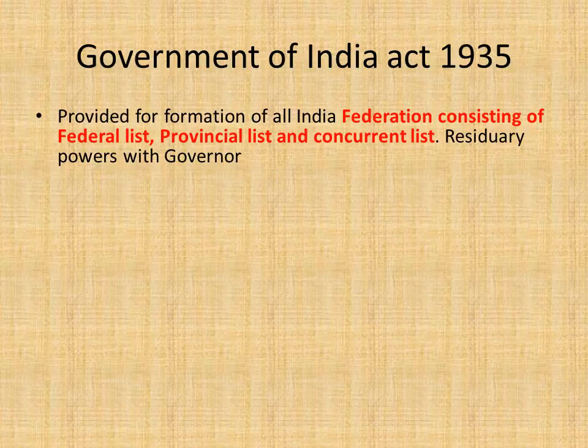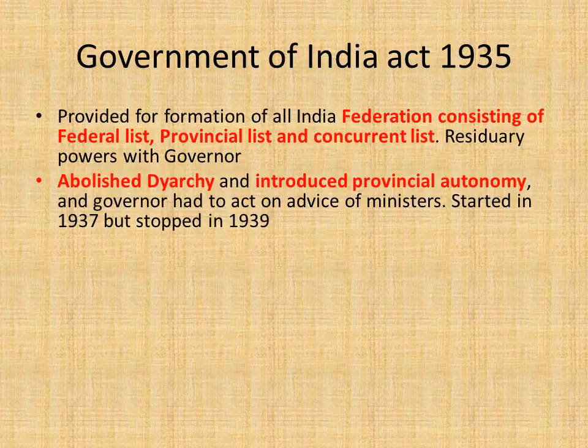Now an important thing over here is that concurrent list has been added. While we have seen in the earlier act of 1919 that there was a provincial subject and a provision for central subjects, this was an effort to make India into a federal nation, but this could not succeed as most of the provinces did not join this system. So you must remember that the system of federal list, provincial list and concurrent list was added in the act of 1935. Secondly, it abolished diarchy.